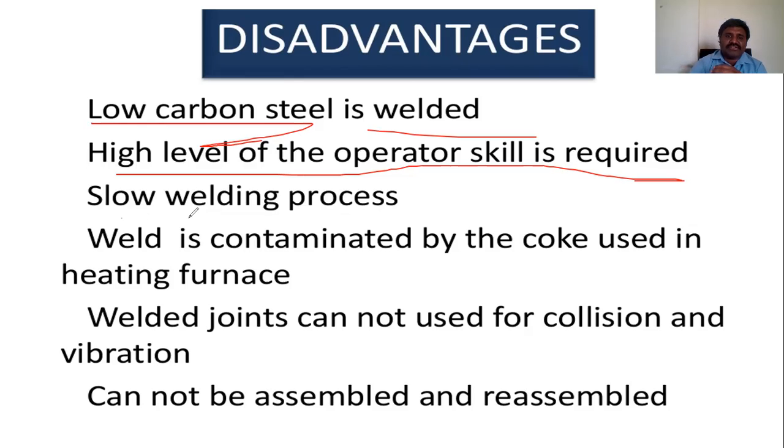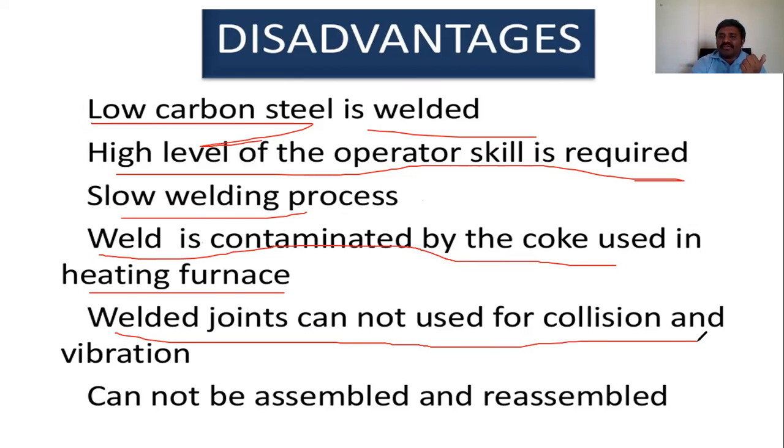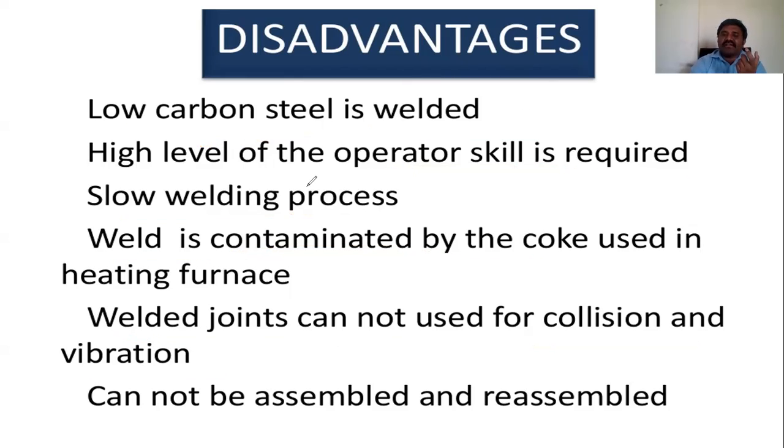It is also a slow welding process compared to others, because this is the oldest method and it is manual. The weld is contaminated by the coke used in heating the furnace. When heating takes place, the welding joint cannot be used for collisions and vibrations. It also cannot be assembled and reassembled once it is done; reassembly is very difficult, and assembly is also difficult.